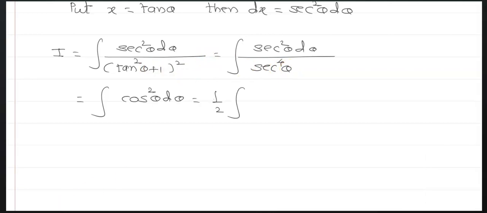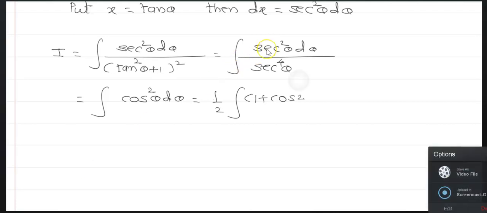Therefore, that is sec square theta upon sec raised to 4 theta. Sec square gets cancelled. You will get 1 upon sec square theta, that is 1 upon cos square theta inverse, it becomes cos square theta into d theta.